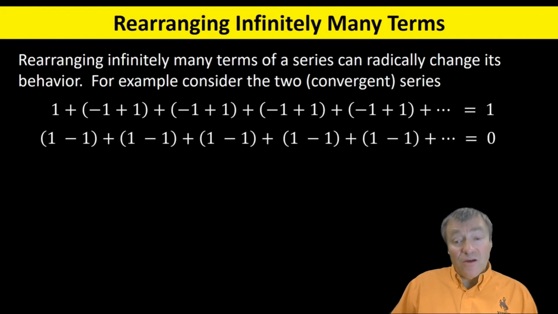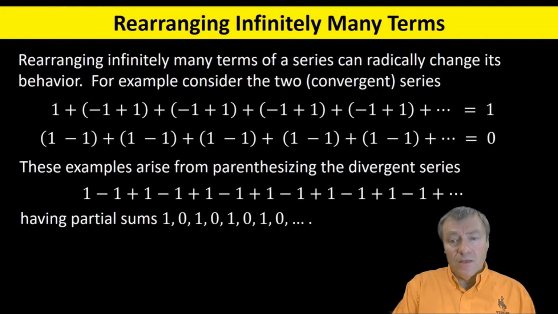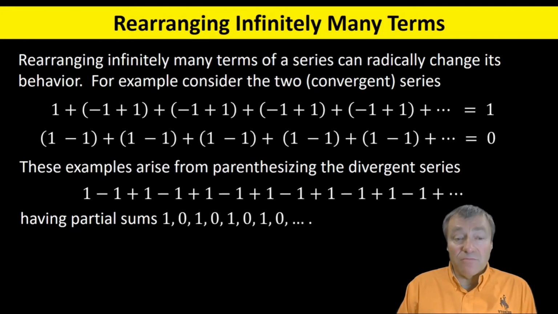The associative law for addition tells you what happens when you reparenthesize a finite sum. This is not a finite sum. So the associative law does not apply. In fact, it's not even a sum. It's a limit of a sum. It really is different. Different animal. Both of the series above arise from parenthesizing the alternating series 1 minus 1 plus 1 minus 1 plus 1 minus 1, dot, dot, dot.